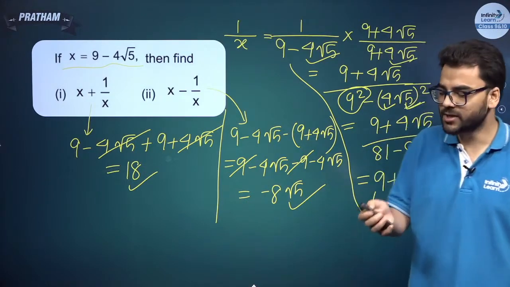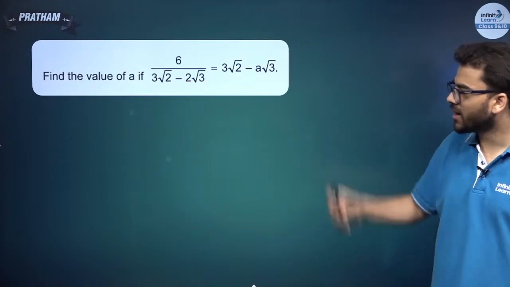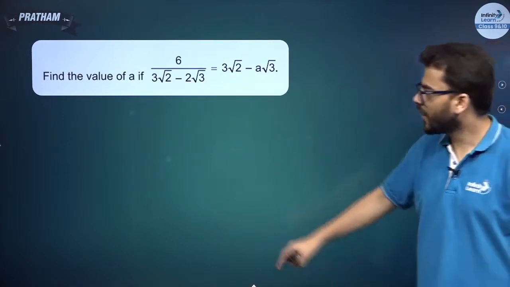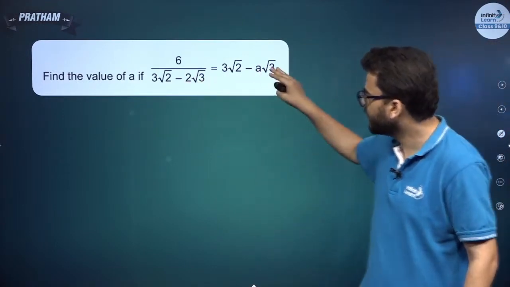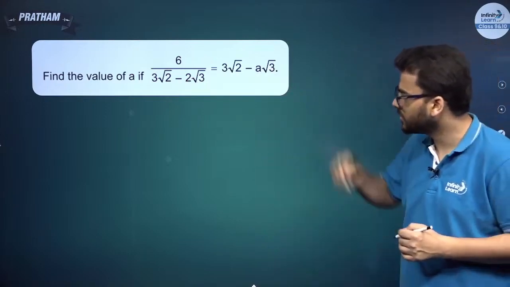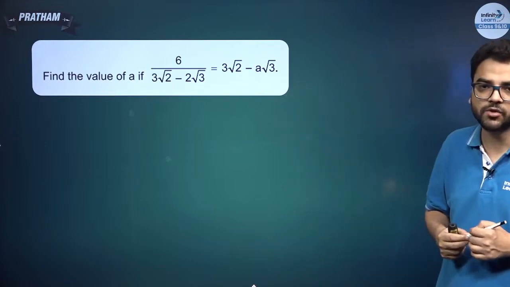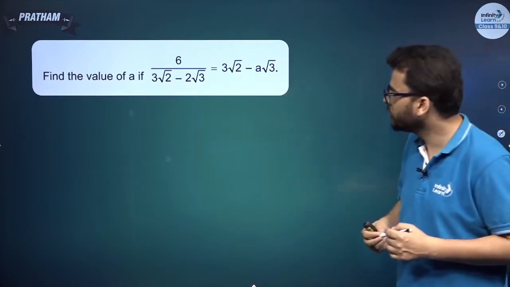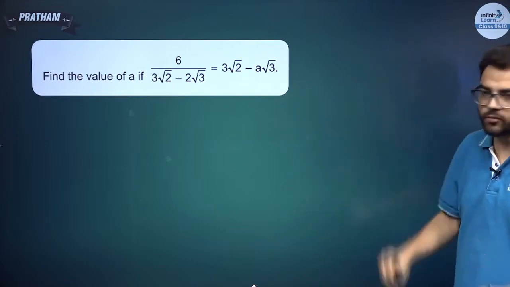Okay. So let's move on to the next thing over here. Can you try doing this one? You have to find the value of a if this thing is given to be equal to this thing. If 6 divided by 3 root 2 minus 2 root 3 is equal to 3 root 2 plus minus a root 3.